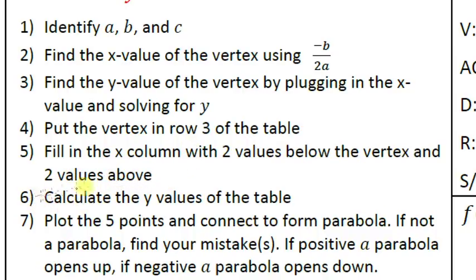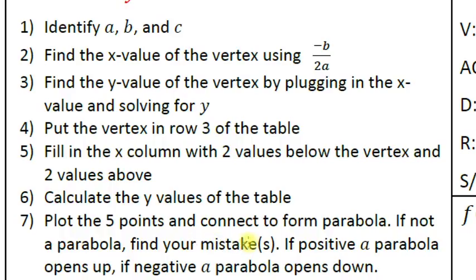Step number 6, calculate the y values of the table. Basically find the y values of the other 4 rows in your table. And then number 7, plot the 5 points and connect them to form a parabola. Now here's an important error check to make sure you've done your work correctly. If the shape doesn't look like a parabola, trust me, you've made a mistake.